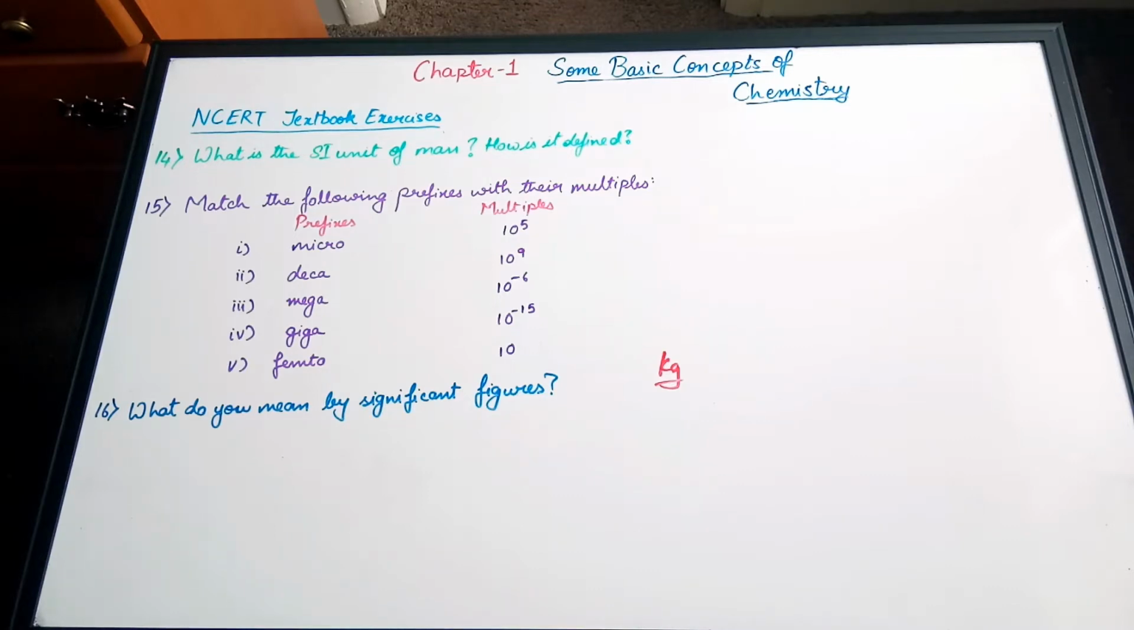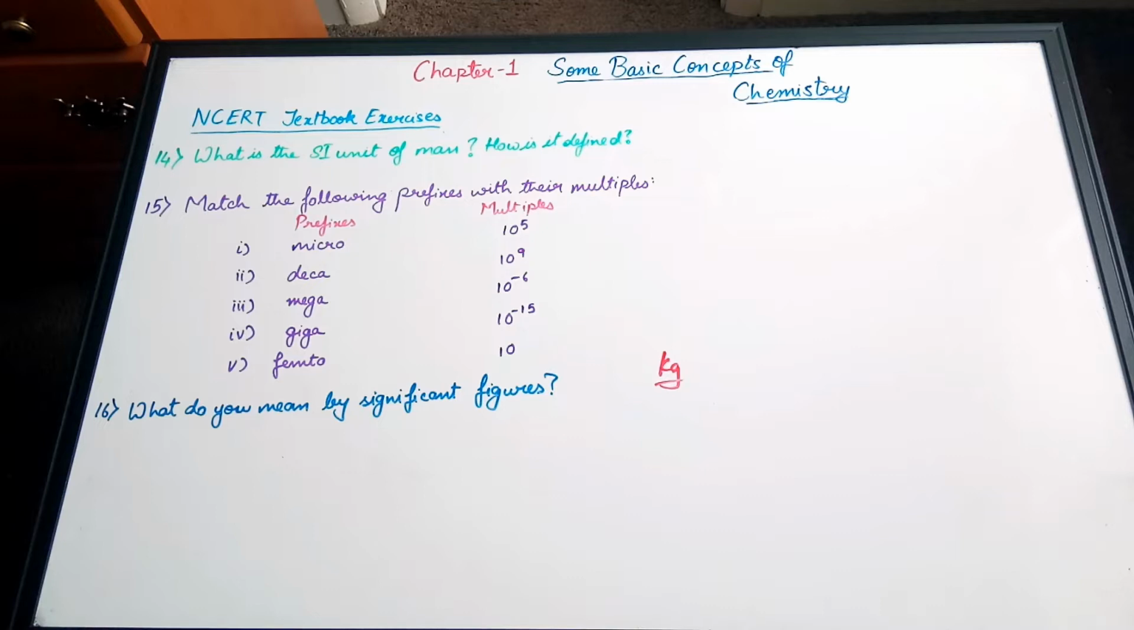This definition is also given in your textbook when we spoke about significant measures. So basically you have the platinum iridium block which is stored in the International Bureau of Weights and Measures, and that's in France.